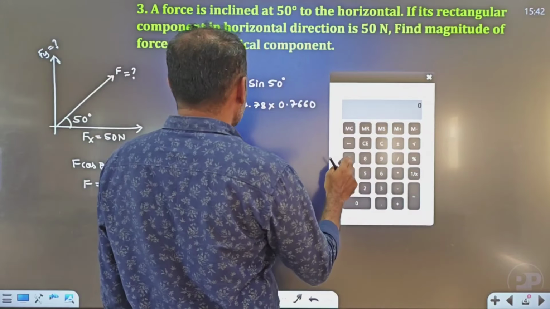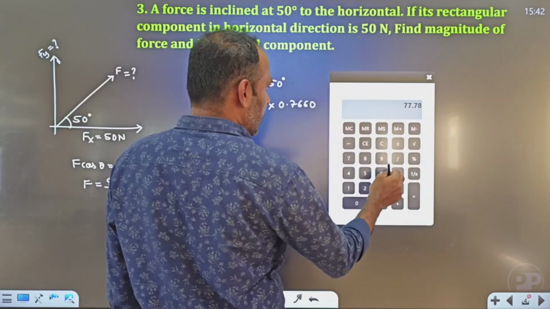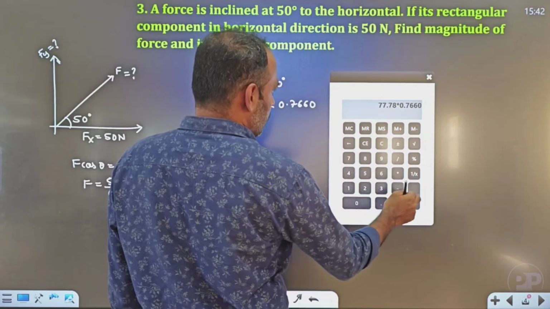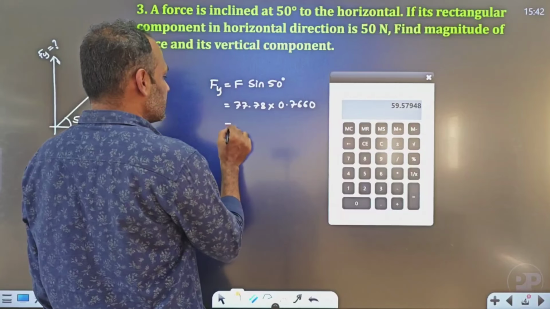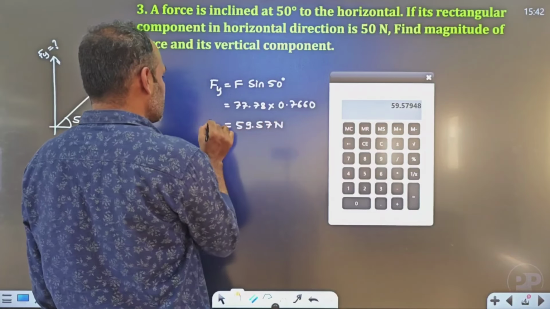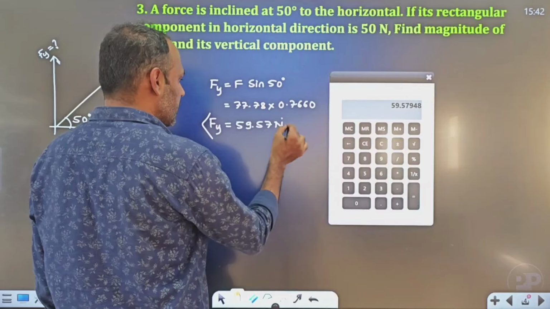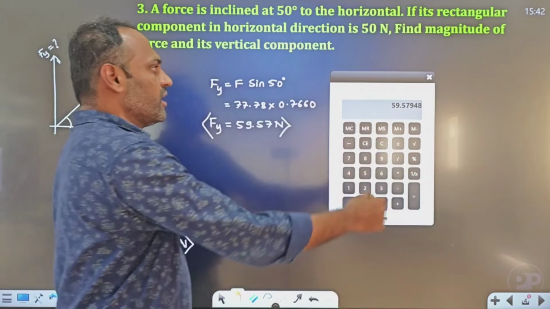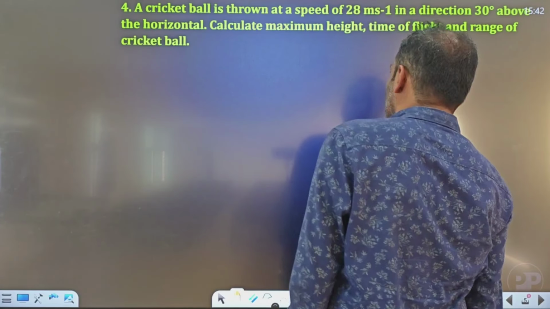Now we multiply this. 77.78 into 0.7660. So this is equal to 59.57. So you get the vertical component as 59.57 Newton. This is the vertical component. So the vertical component came as well as the force. Clear? Okay, let us move on to the next question then.